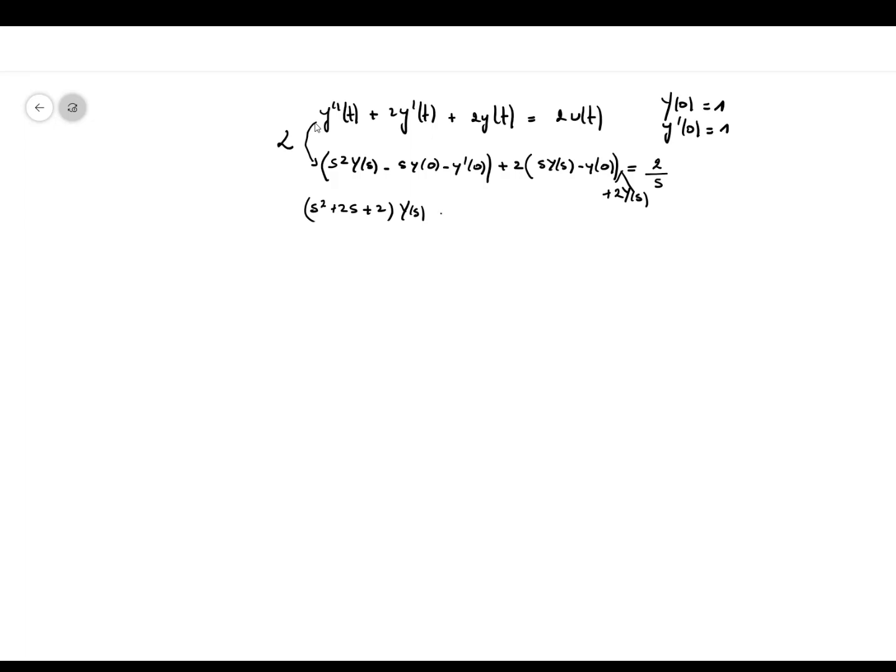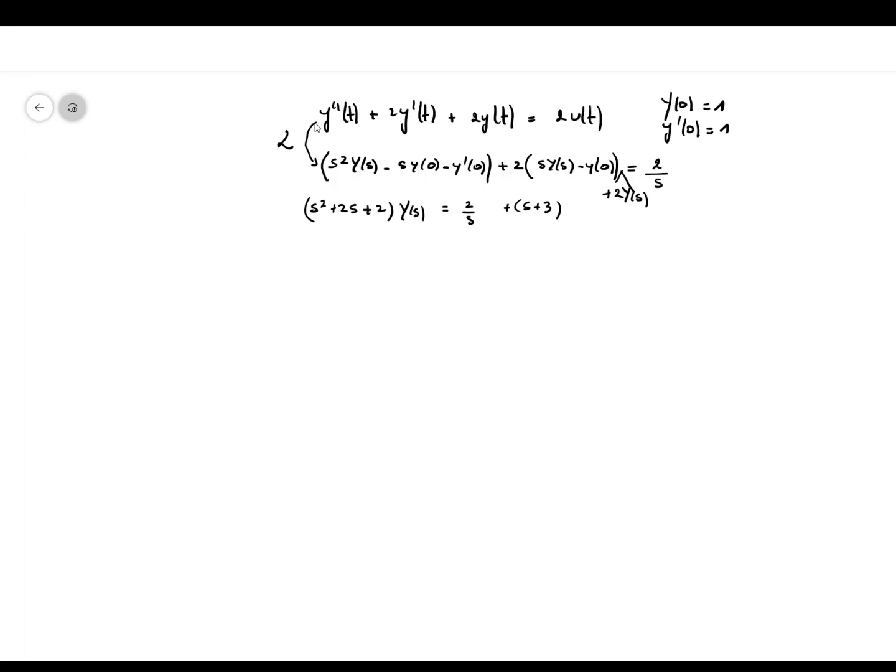This will give me minus s minus 1. Okay, and this will give me minus 2 is equal to 2 over s, sorry, and we'll write it a little bit differently. We'll write it like this: 2 over s plus 3. Okay, so this looks correct.